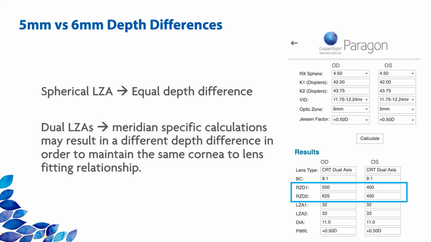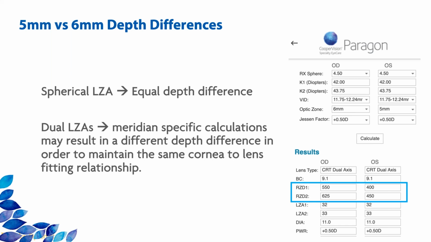So an RZD difference in the 2 meridians. So far, I haven't had sufficient experience in a larger patient population to see if I need to be less aggressive or more aggressive in a 5 OZ design in terms of the amount of dual axis. For the purpose of this study, we straightforwardly calculated the RZD based on what we got from the 6mm lenses.